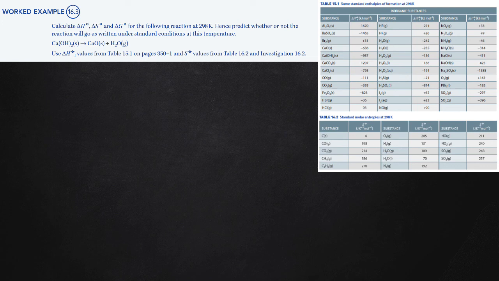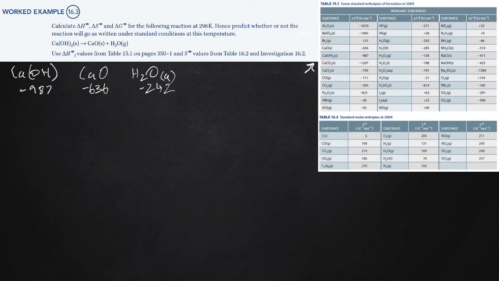So we have calcium hydroxide, and we need to get our heat of formation, which is minus 987. What else do we have? We have calcium oxide, and that is minus 636. So again, we're looking at these values at the top here in this top table. And we've got water vapor. Make sure you get the gas, not the liquid. So H2O gas, we have minus 242.